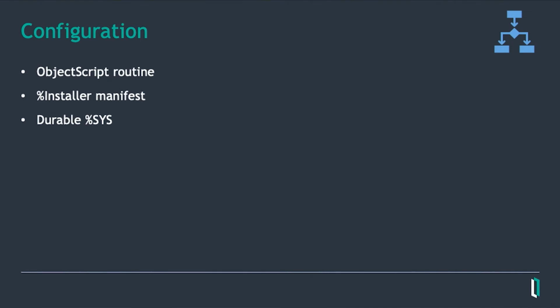This is great. If you can specify all of your system configuration in an object script routine and an installer manifest, then you'll be able to automate the install of your IRIS instance, and you can store all that in source control. You can pull it down into your Docker file and just set everything up really fast. However, this could be a lot of work to do if you have a complex situation.